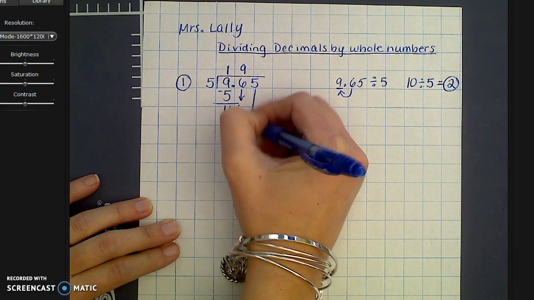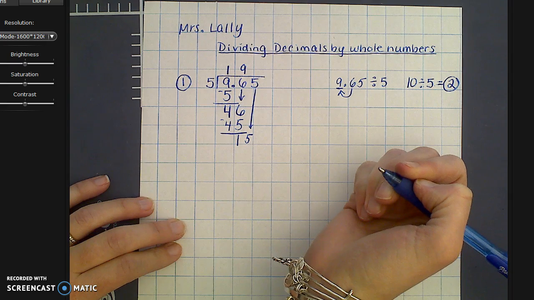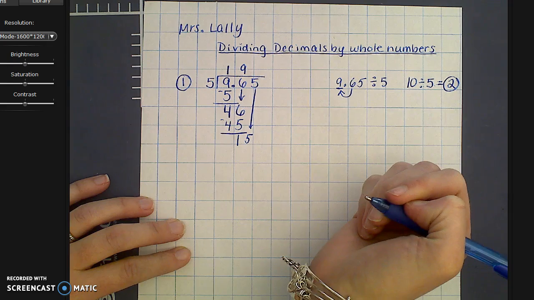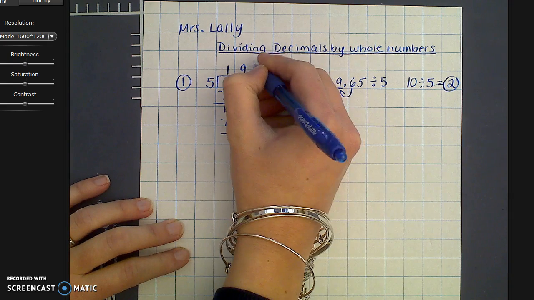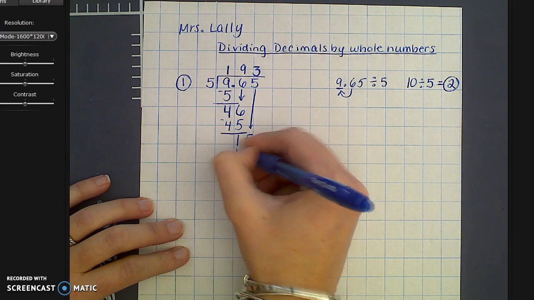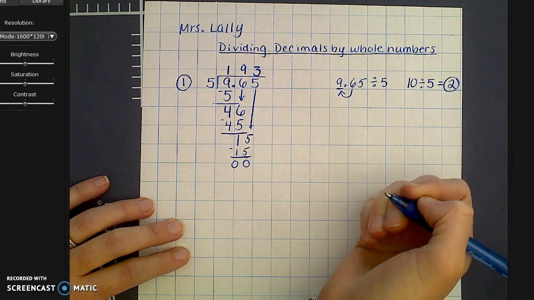Subtract and bring down for the last time. Okay, last time to repeat. 5 goes into 15 how many times? Well, I know 5 divides into 15 3 times without going over. So 3 goes up. 3 times 5 is 15. Subtract. Okay, no remainder. Excellent.